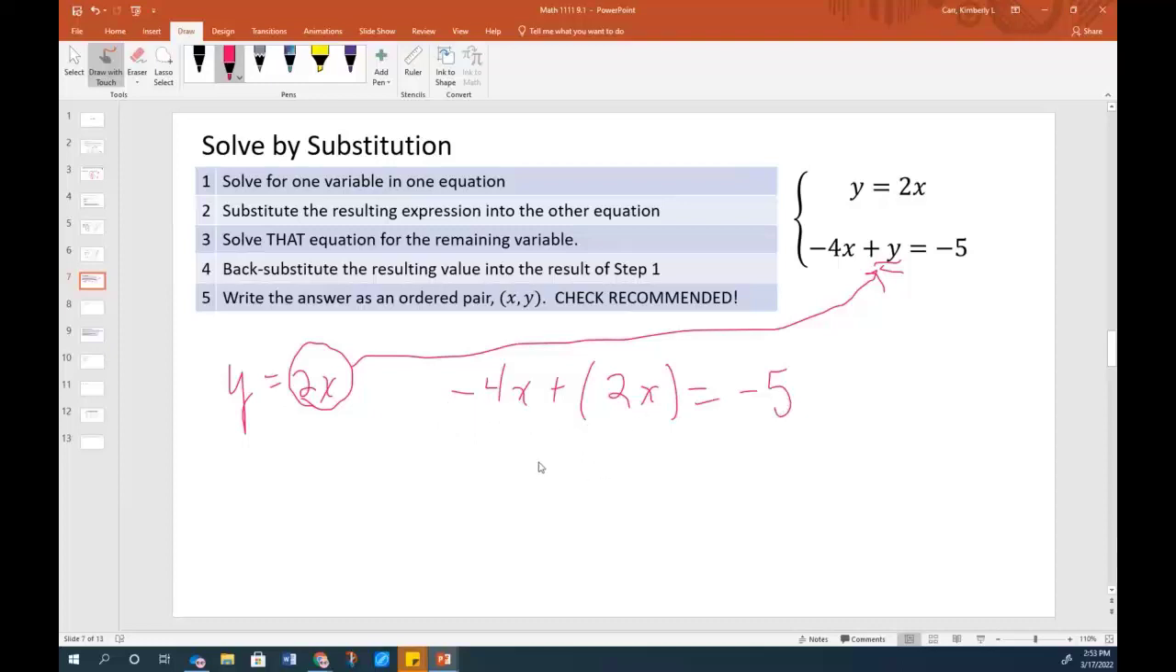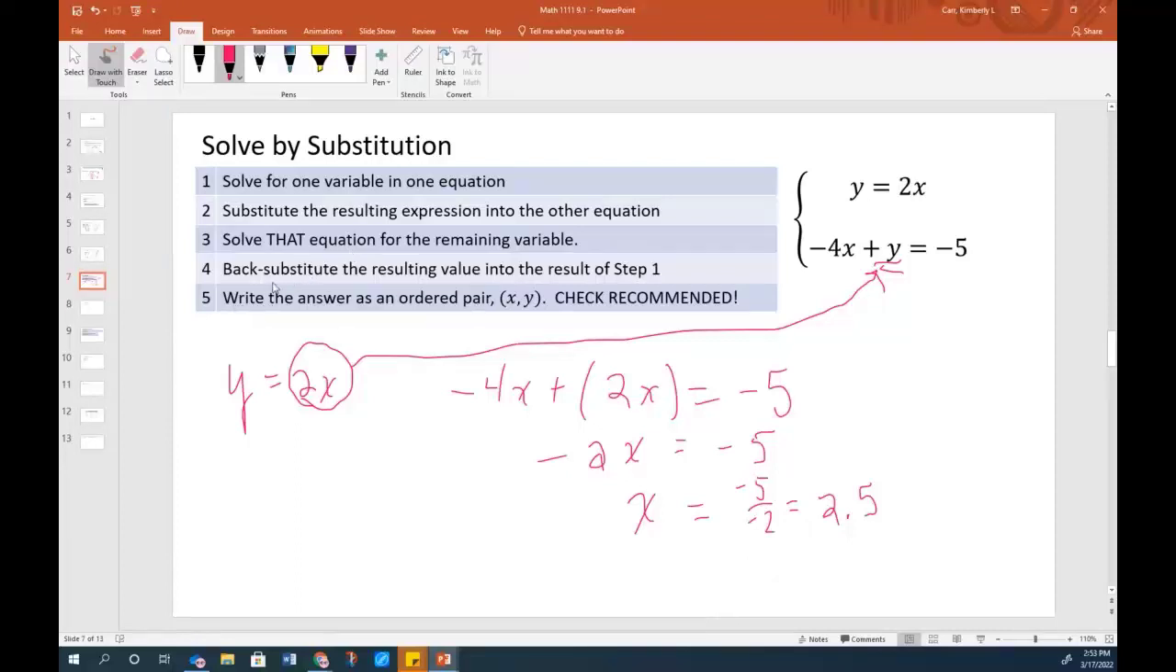So combining my like terms, I have -2x is equal to -5. And then I need to divide both sides by -2, and I get x is equal to -5 divided by -2. But you know what? That comes out to 2.5, because this is the same problem we just did on the other page, guys.